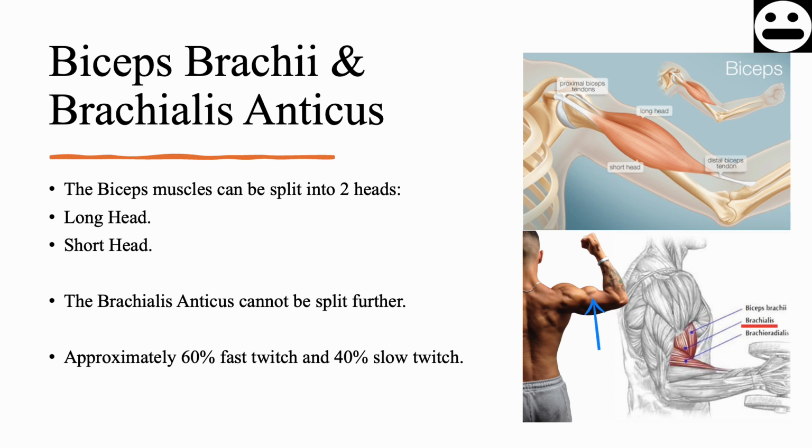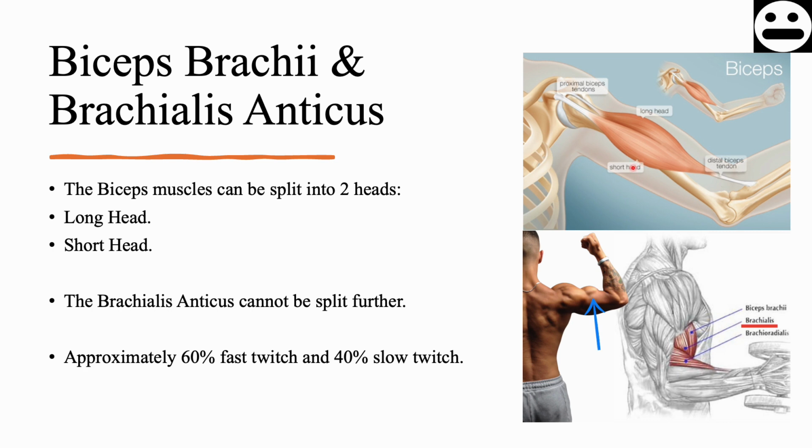Next, we have the biceps and the brachialis. So the biceps muscles can be split into 2 heads: long head and short head. Long head is the one right here. It's more about the peak of the muscles. And the short head is right here. And it's about giving you the wider look of the biceps, the inner head. So it just makes your bicep look wider in a sense.